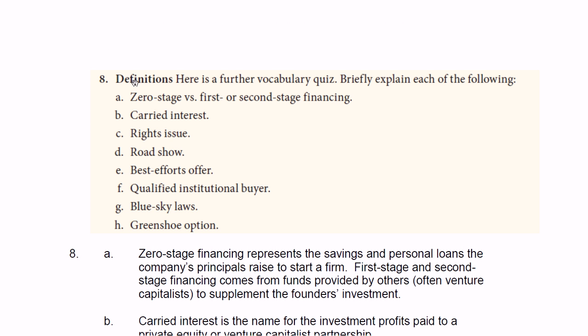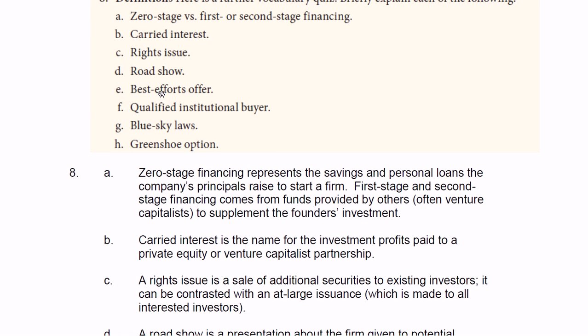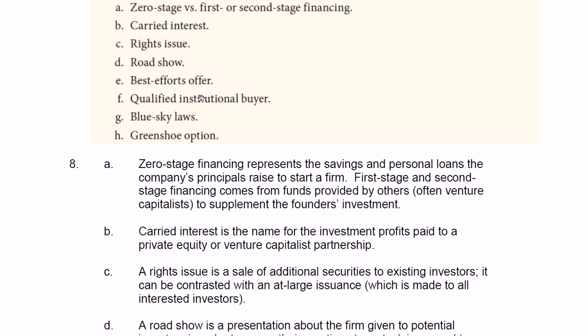So now here's a further vocabulary quiz, briefly explaining each of the following. A, zero stage versus first or second stage financing. So what is zero stage? Zero stage represents the savings and personal loans the company's principals raise to start a firm. First stage and second stage financing comes from funds provided by others, often venture capitalists, to supplement the founder's investment.